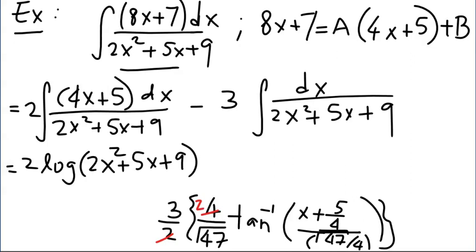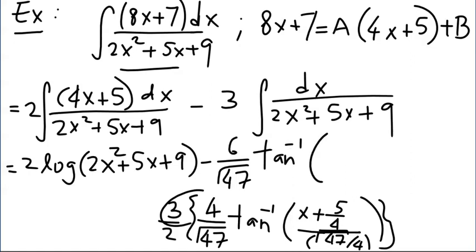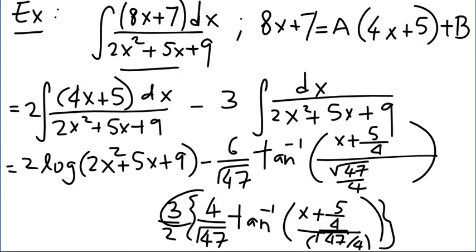So that's going to give you a 2. And let's write the complete solution side by side with the first solution. So 3 times 2, that is 6 over square root 47. I'm simply writing this line on top. Arctangent x plus 5 over 4 over square root 47 over 4. So that is that term right there.